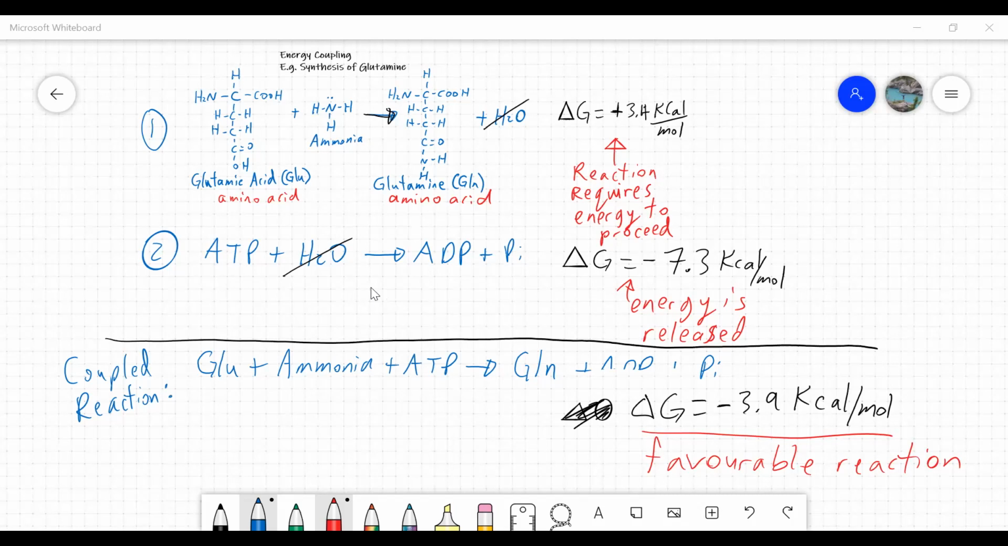Yeah, so this is energy coupling. It's a little bit more complex and maybe not as easy to visualize as actual movement. But this is what most of cellular work looks like: coupling endergonic and exergonic reactions.